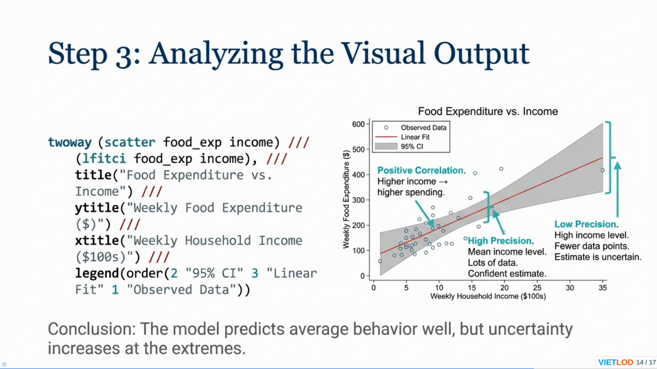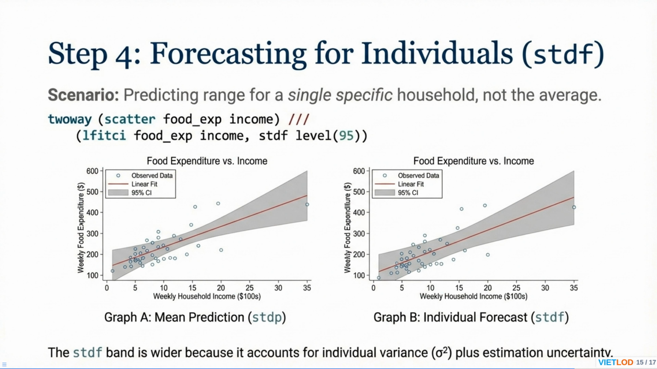This is often due to fewer data points and greater individual variation in spending behavior at the extremes of the income distribution. In conclusion, while our model effectively predicts average spending behavior across much of the income range, its reliability decreases considerably when making predictions for households at the very high or low ends of the income spectrum. This highlights a crucial point about the limitations of linear models at the extremes. So far, we've focused on predicting the average, but what if we need to forecast for a single specific household? This requires a different approach.